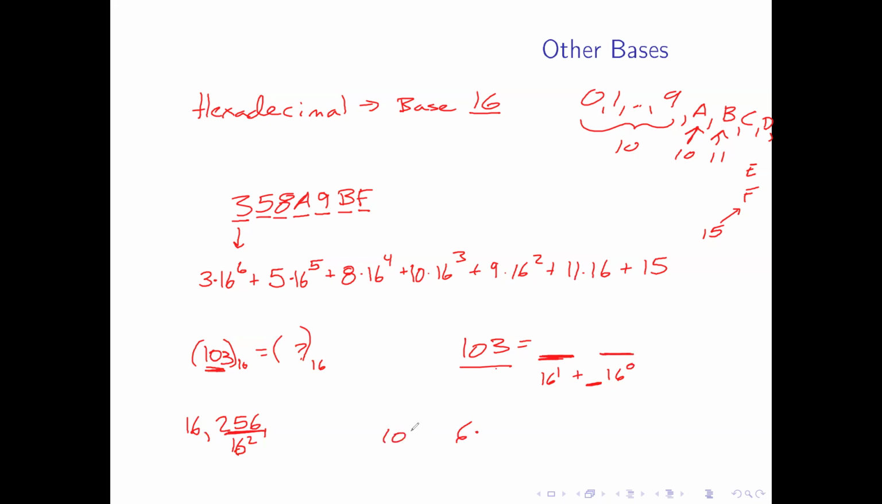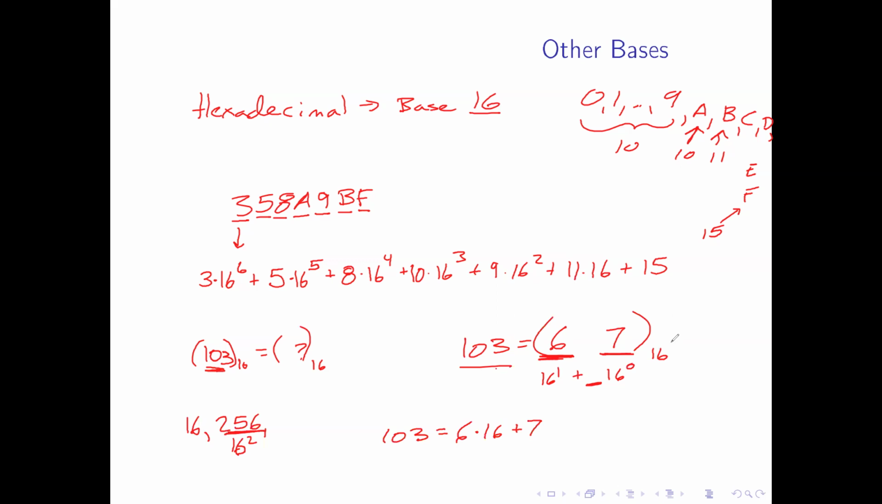So 103 equals 6 times 16, but with what remainder? And so this is where we get back to that whole quotient thing. And we're just going to utilize this one more time. And that's actually going to be a remainder of 7. So this actually would be 6, 7. We'd write it as 67. We actually don't say 67. That's where we have to say 67 base 16.